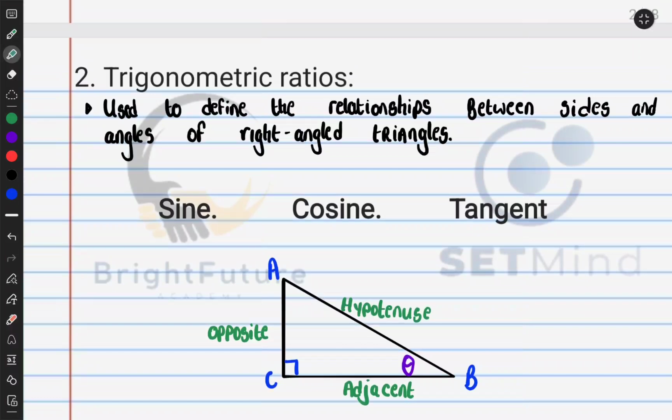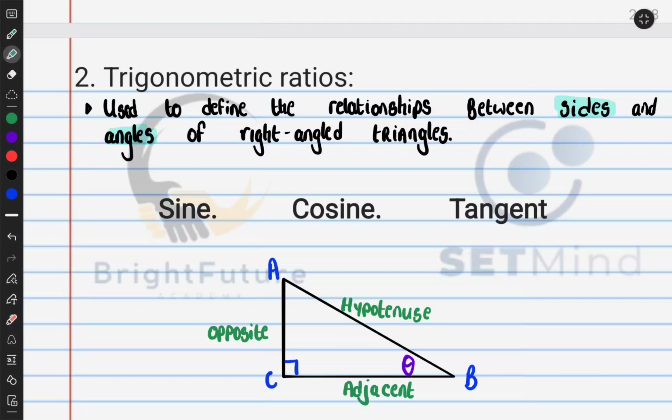Remember, we said trigonometry is the study of relationships between angles and the lengths of the sides. So what are trigonometric ratios, and when do we actually use them? Trigonometric ratios are used to define the relationships we are studying between sides and angles. In order for this study of trigonometry to be performed, we need to use those ratios. We call them trigonometric ratios.